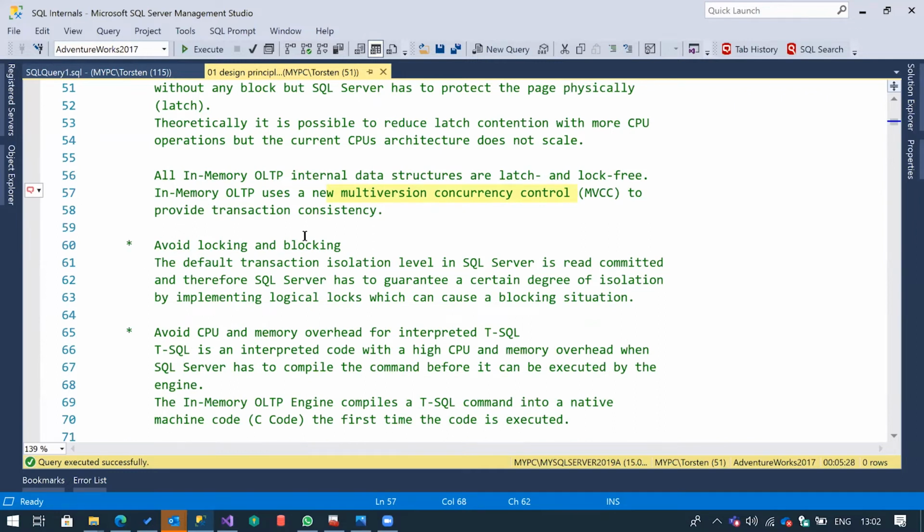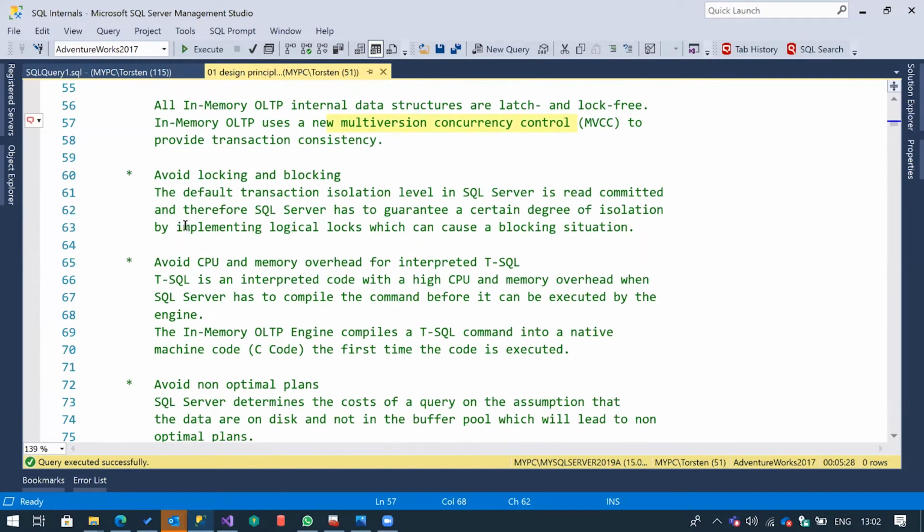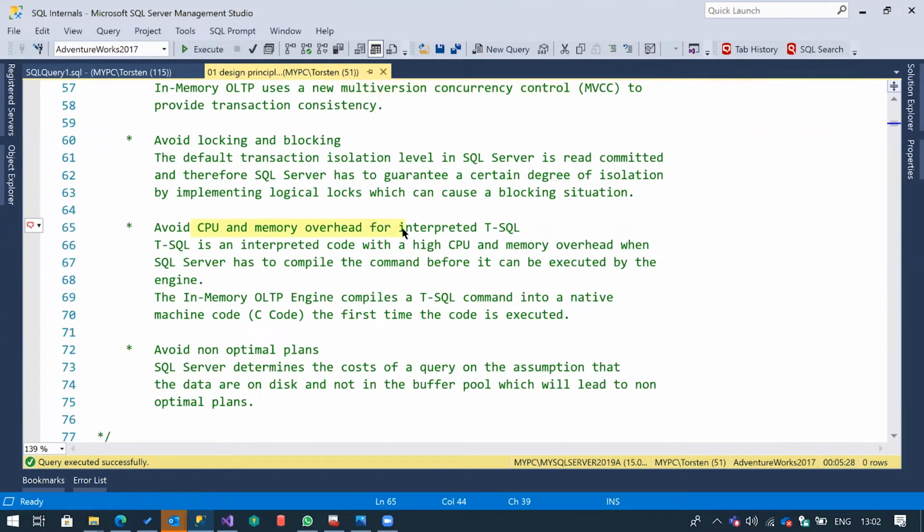So, avoid locking and blocking, I guess I already explained. Avoid CPU and memory overhead for interpreted T-SQL commands, which means a stored procedure. Whenever I create an interpreted T-SQL stored procedure, and I'm pretty sure 99% of the stored procedures you currently write are so-called interpreted T-SQL procedures.